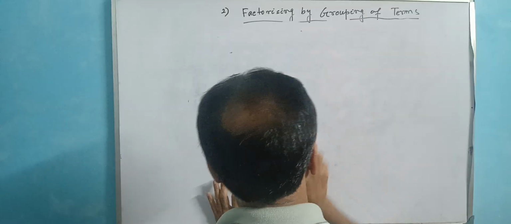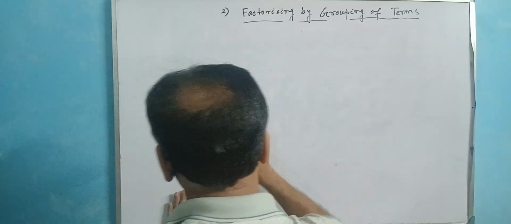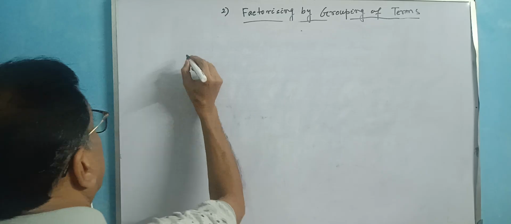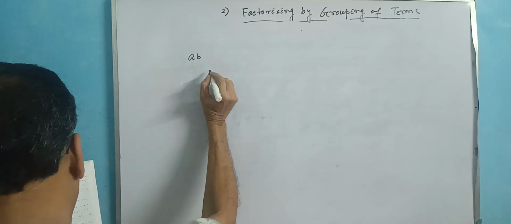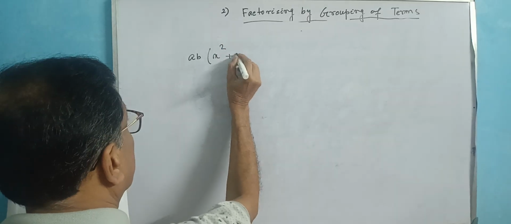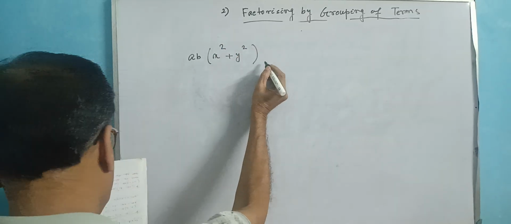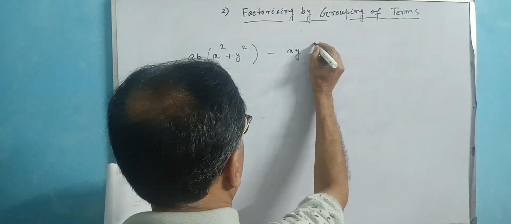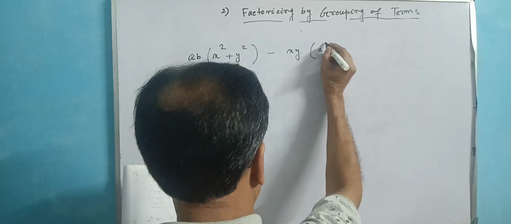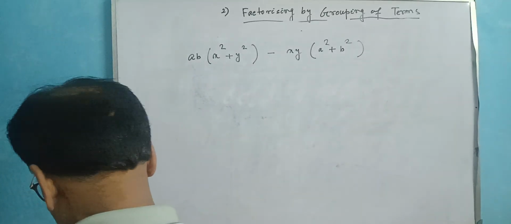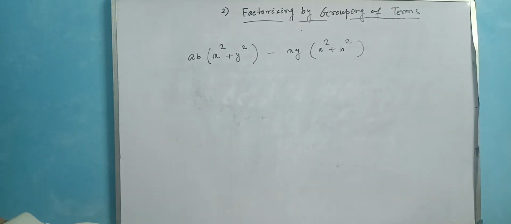Very easy. Just to understand this, I gradually increase in this way. Suppose one sum is there. Suppose ab bracket x square plus y square. Very easy. Don't panic. Minus xy bracket a square plus b square. This is the sum.